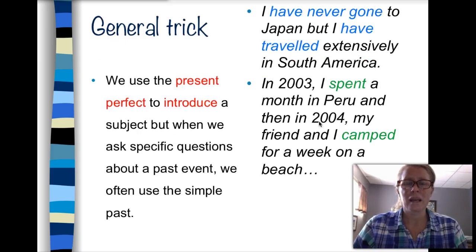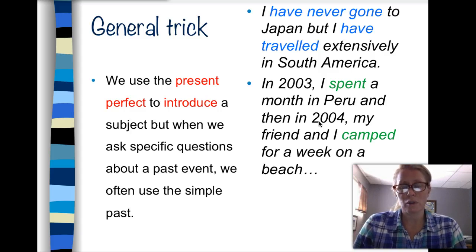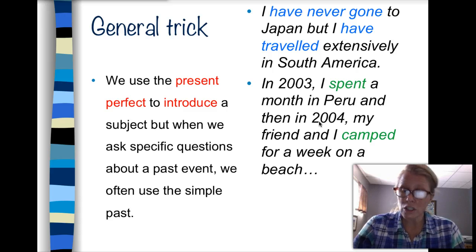So the general trick is that we use the present perfect to introduce a subject, but when we ask specific questions about the past, we use the simple past. So I have never gone to Japan, but I have traveled extensively in South America. And then I give specific details. In 2003, I spent a month in Peru. And then in 2004, my friend and I camped for a week on the beach.